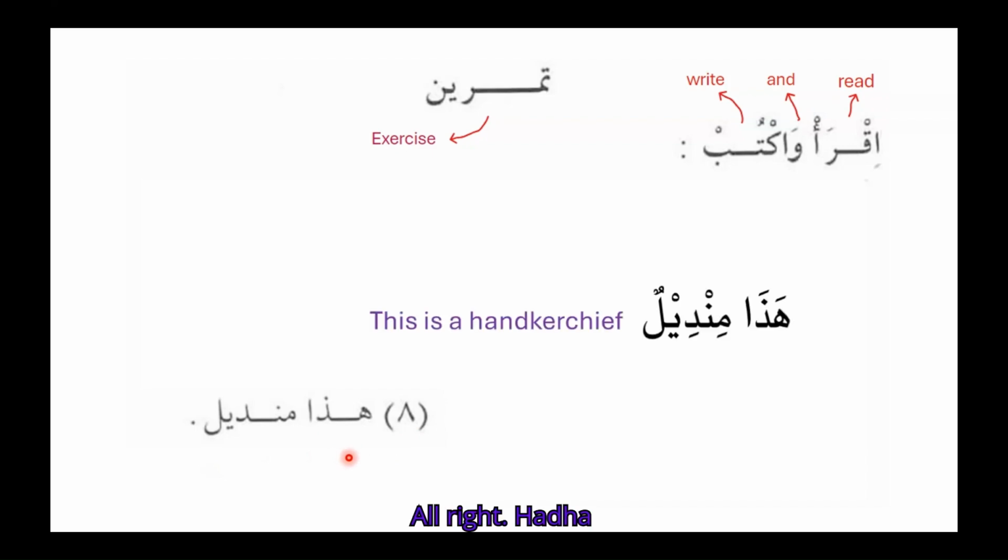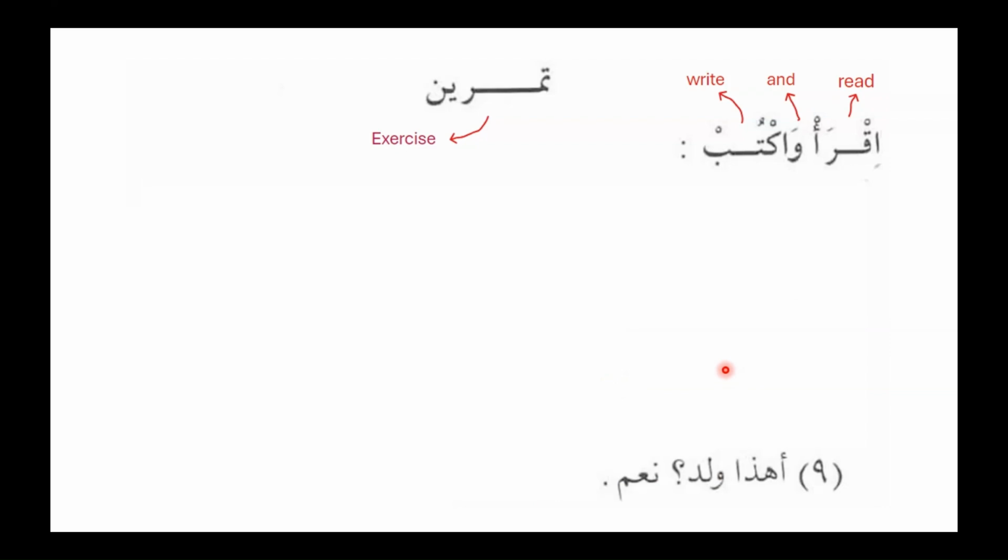Alright. هذا منديل. This is a handkerchief. What about this? Okay, great.